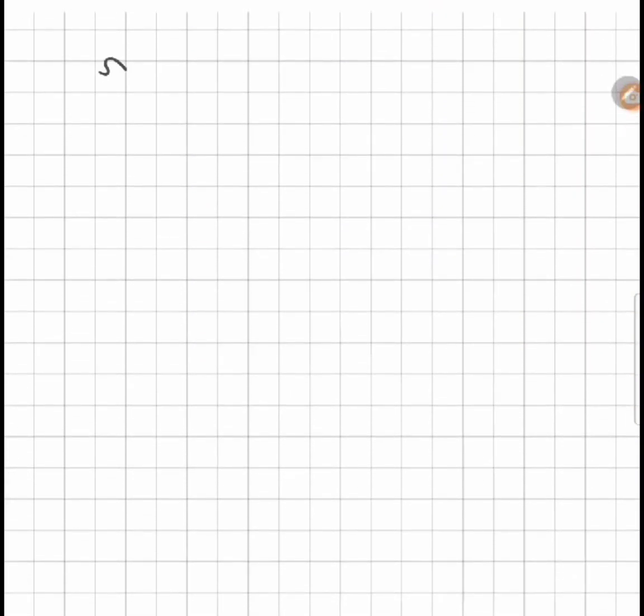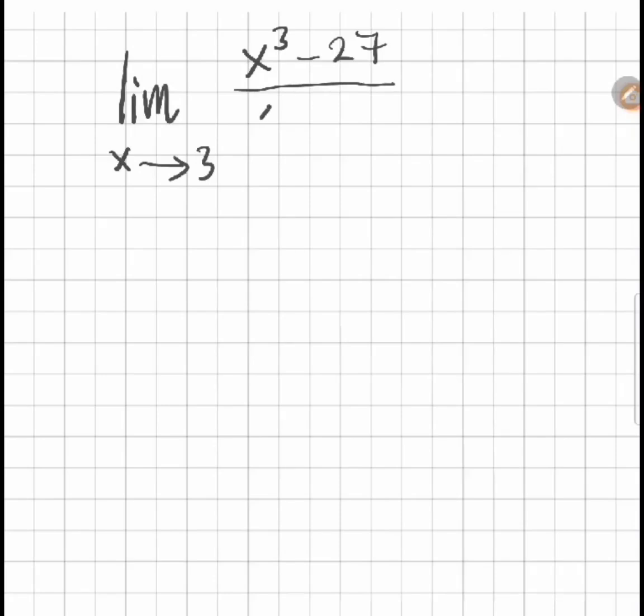But now what about this one? What is the limit as x approaches 3 of x cubed minus 27 over x minus 3? Now, if we try to plug in 3, it's going to be 0 over 0, so we don't want to do that. In this case, if you have a fraction like this, see if you can factor the expression.